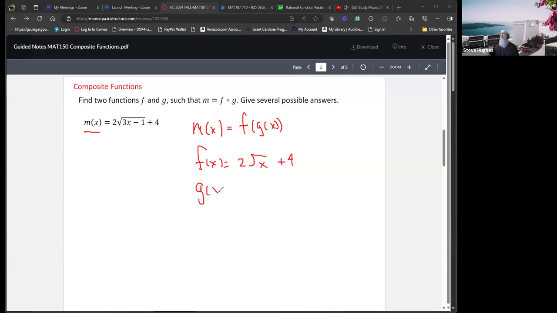All right, then everybody, what would g of x have to be equal to in order to make this statement right here true? Right, 3x minus 1. Perfect. I need to have 2 times the square root of g of x plus 4. G of x, looking back here, must equal, like Scott said, 3x minus 1. So therefore, g of x equals 3x minus 1. All right?